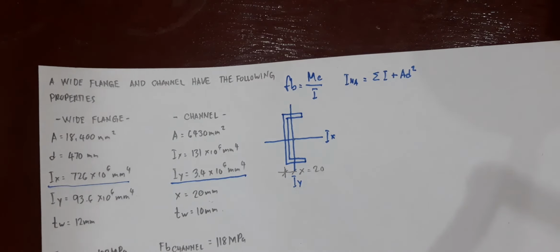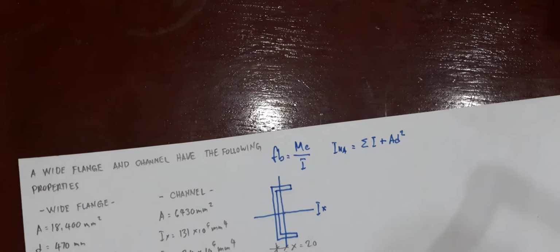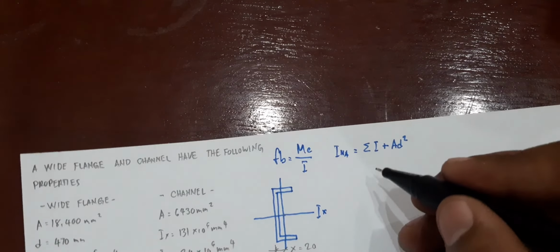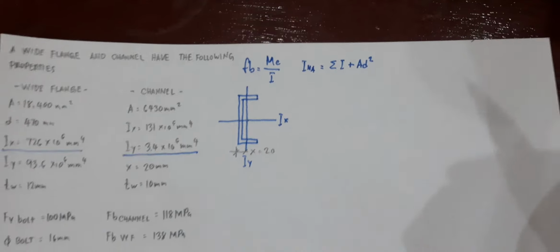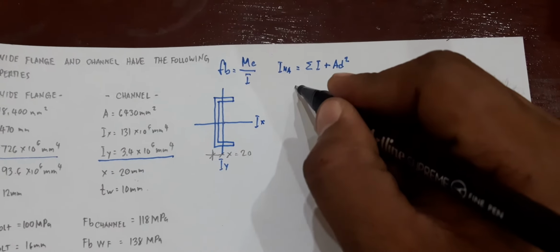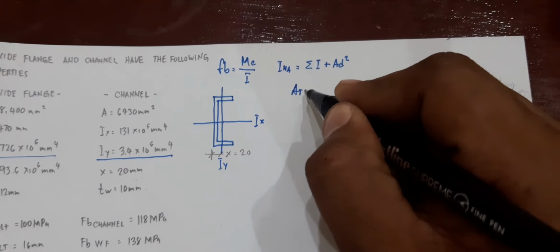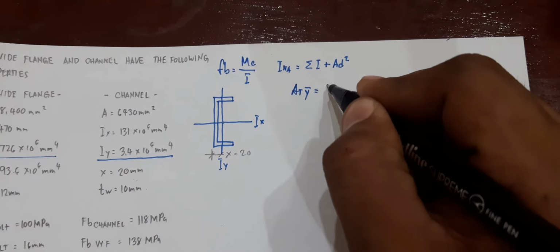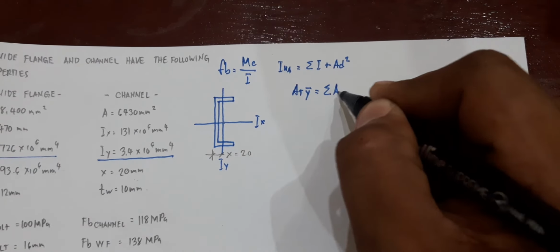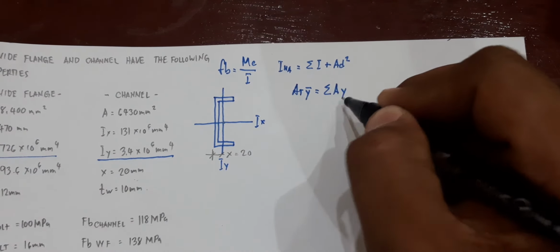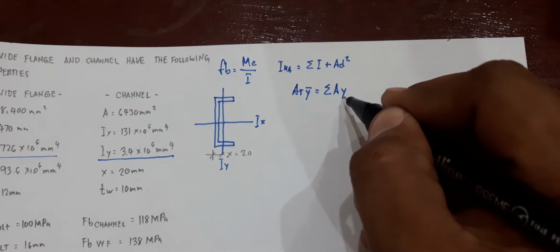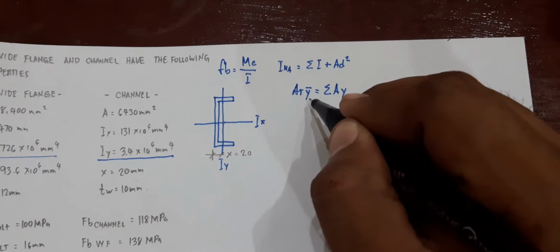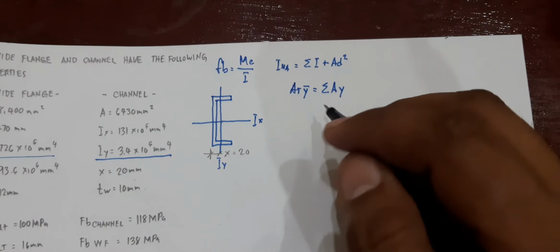Now that you have calculated that, we can have Varignon's theorem. So with Varignon's theorem, you would have the moment of the resultant, that would be total area times barred Y, equal to the summation of individual areas times their lever arm with respect to the datum. Both lever arms for the component and the resultant are based from the datum.